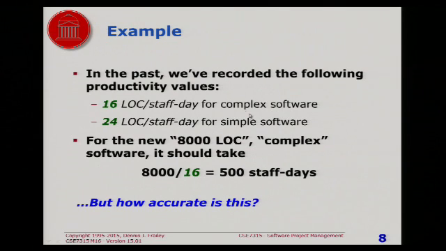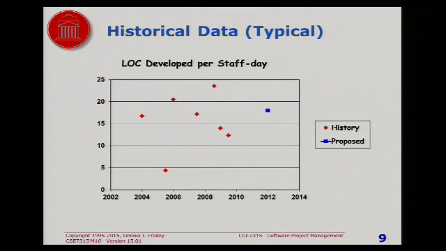Let's suppose in the past you have found 16 lines of code per staff day for complex software and 24 for simple software. And let's suppose your new project you estimate is going to be 8,000 lines of code. Then, let's say you assume, based on your estimate of size, that the new one's going to be complex. Then you take the complex number, which is 16, and you get 500 staff days. That's how this method works. Now, the question is, how accurate is this? And the answer is not very, and here's why.